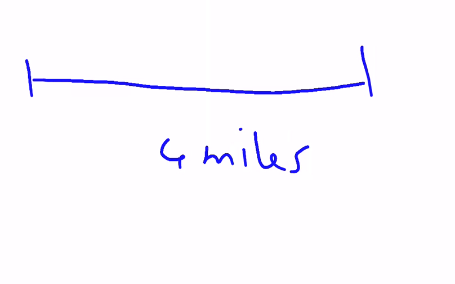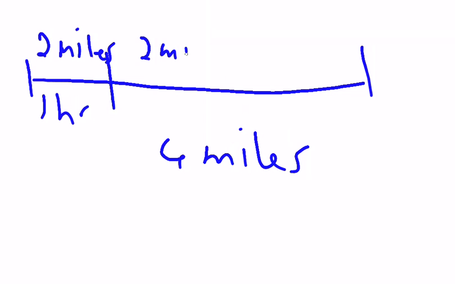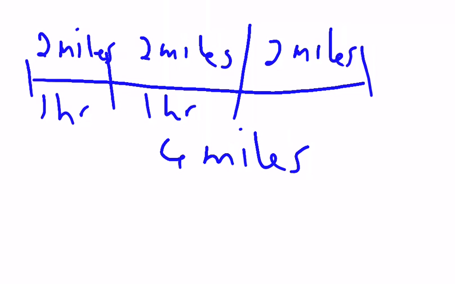And they can march 1 3/4 miles per hour. So 1 3/4 miles per hour is almost 2 miles per hour. That means they could go 2 miles, and that would take 1 hour. Then they'd go another 2 miles, and that would take another hour. And then they go another 2 miles, and that would take an hour. So we can estimate our answer right away to know that this should be about 3 hours.